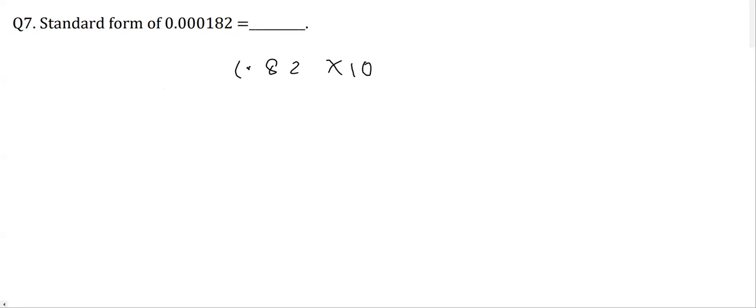Now check how many places we are shifting the decimal. 1, 2, 3, 4, right? So we are shifting the decimal 4 places. As I told you, it's going to be a very small number, and small numbers must have a negative power. So the final answer, when written in the standard form, also known as scientific notation, is 1.82 multiplied by 10 raised to the power minus 4.